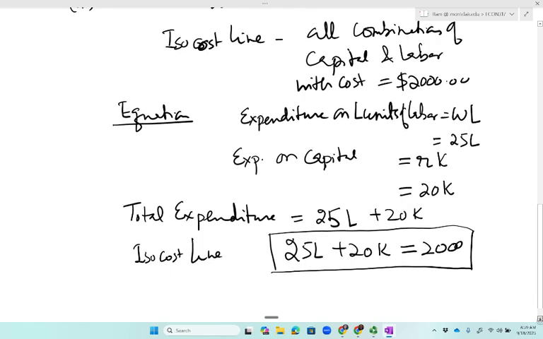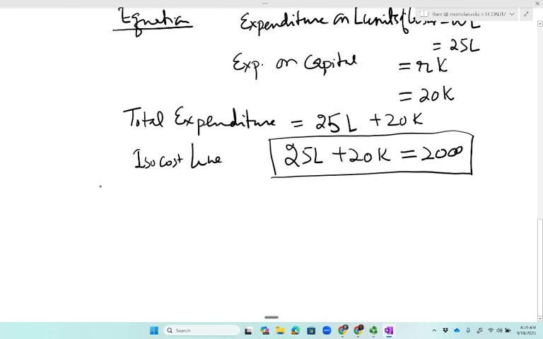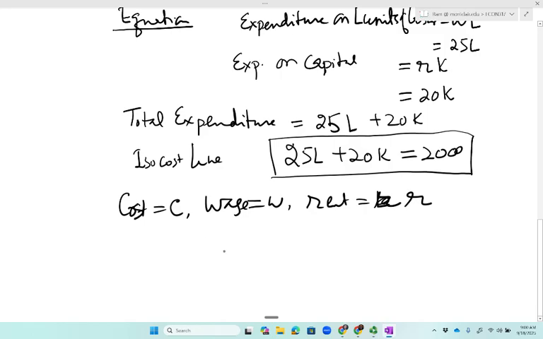We can make this exercise more general. Suppose instead of the numerical values assigned, all we know is wage is W, rent is R, and the cost available, the firm is going to incur is C. So let's say cost is C, wage is W, rent is R. These are all per unit: wage is W dollars per unit of time, rent is R dollars per unit of time.